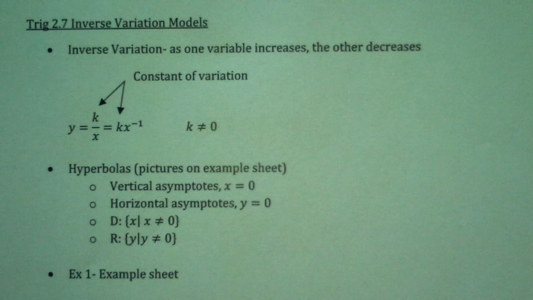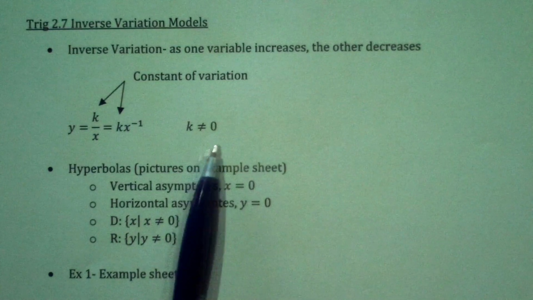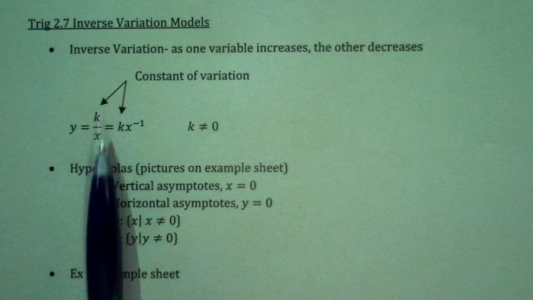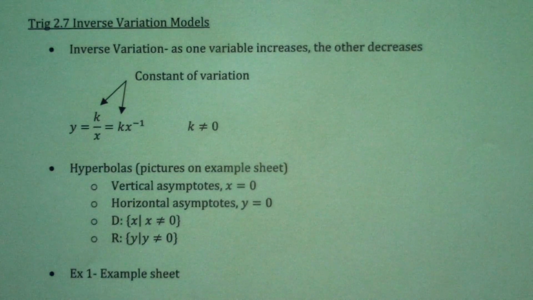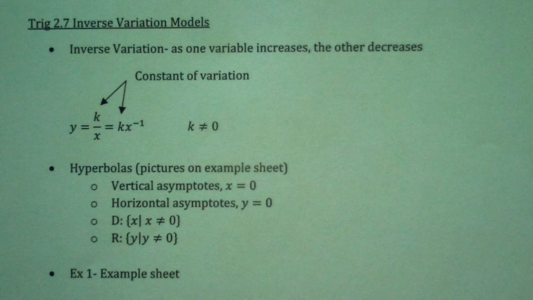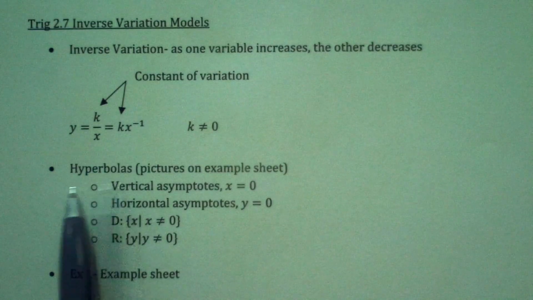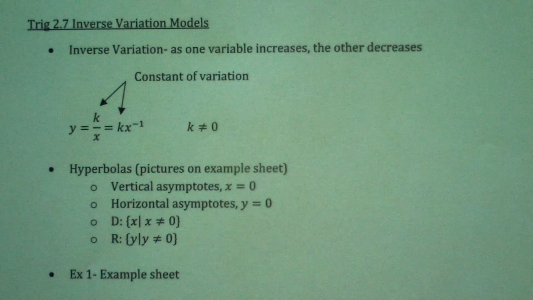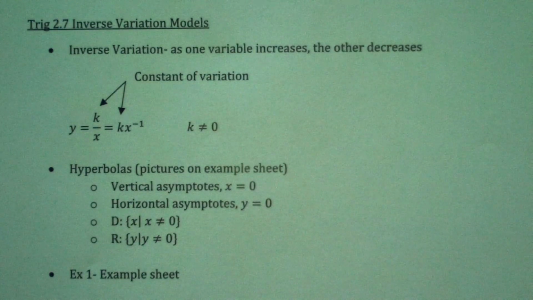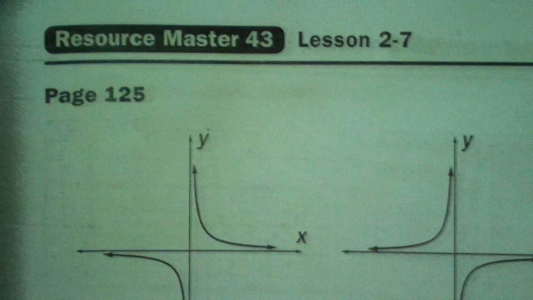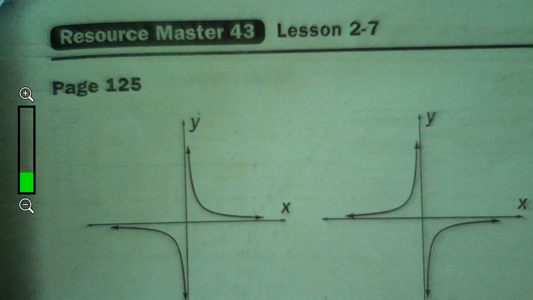Your k can never equal 0, because if we did 0 divided by anything, that would just always give us a 0. So that's not going to be helpful. And then it's always going to give us hyperbolas, or hyperbolas, just depends on how you want to pronounce it. There are some pictures of what these look like in your packet. So if you go past the examples in your packet, these are pictures of hyperbolas.